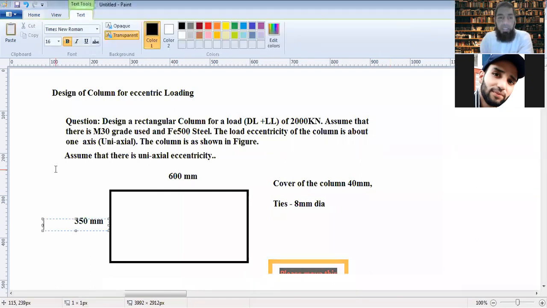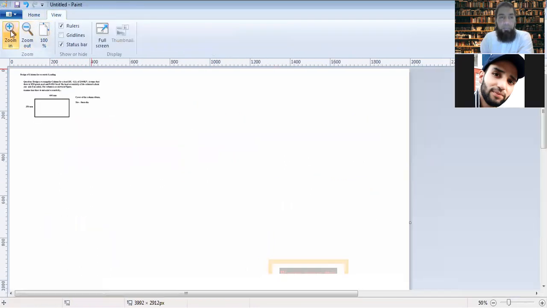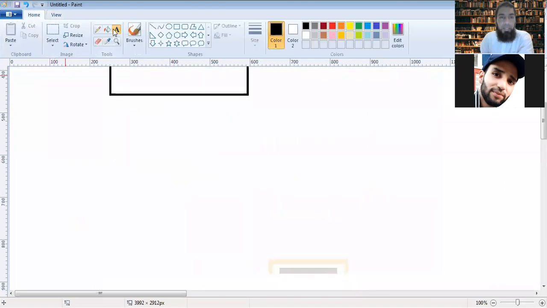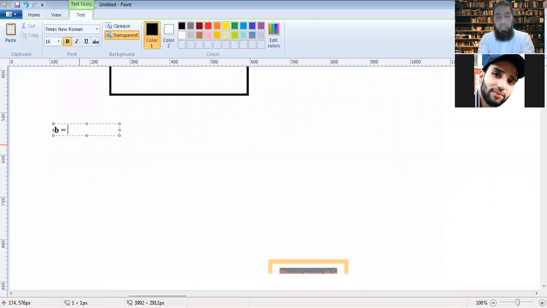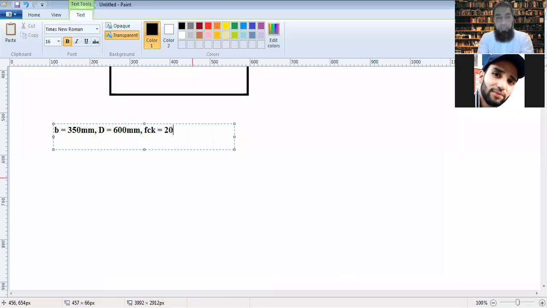So what is given to us is this: B of the column is 350. For example, I take B as the smaller dimension. D is 600 mm. Then what is also given to us is that fck is 30 megapascals and fy is 500 megapascals. Then what is to be determined is the area of steel.